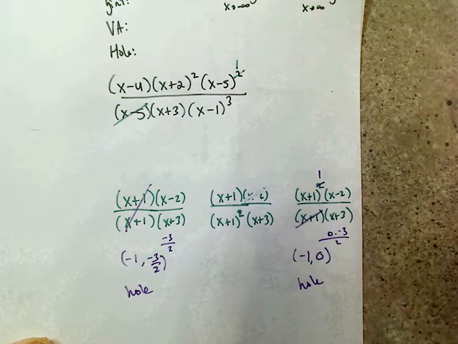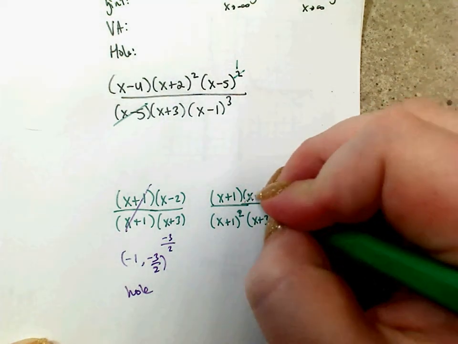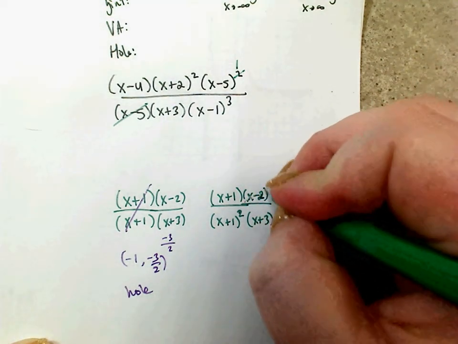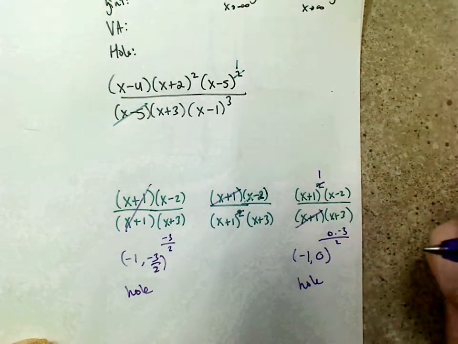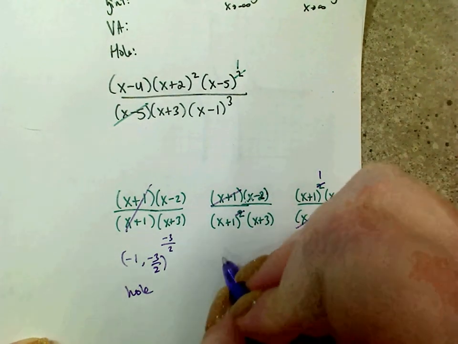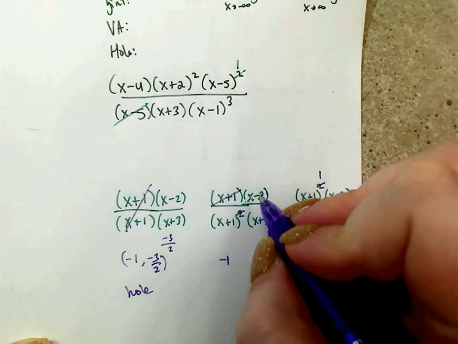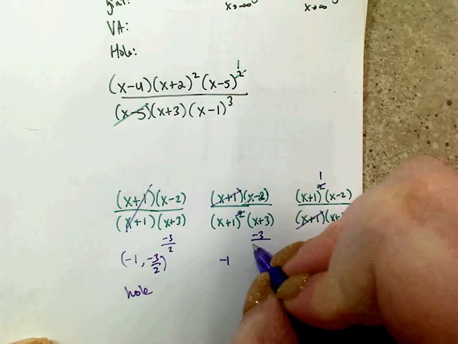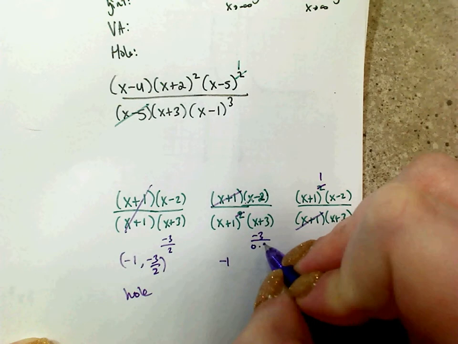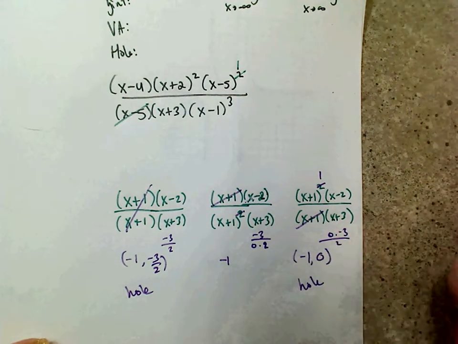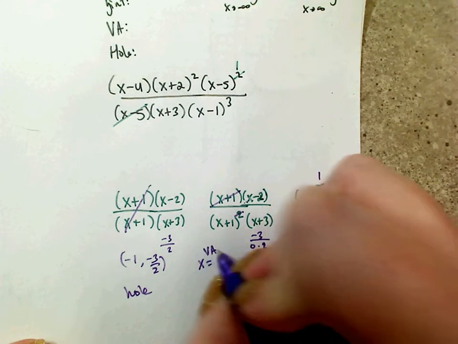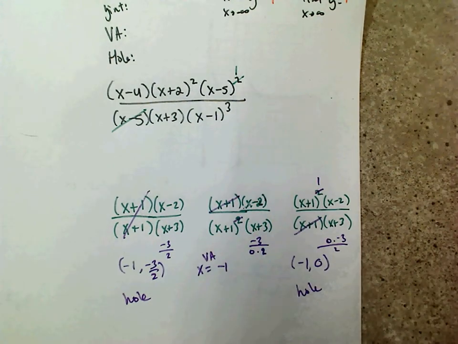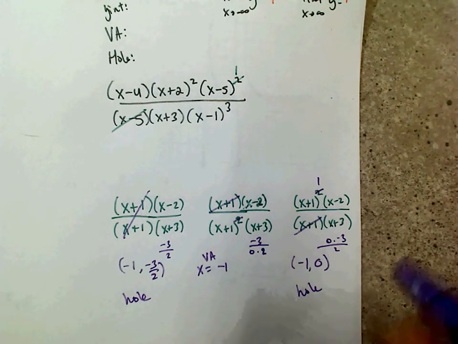Okay. If I cancel out an x plus 1 from here, I'm still left with 1 in the denominator. So if I plug in negative 1, I would get negative 3 over 0 times 2. That is undefined, which means I have a vertical asymptote. So if there's still an x plus 1 in the denominator, it's a vertical asymptote. But if you can cancel them all out, or you can cancel them out and there's some left in the numerator, it's a hole in the graph.